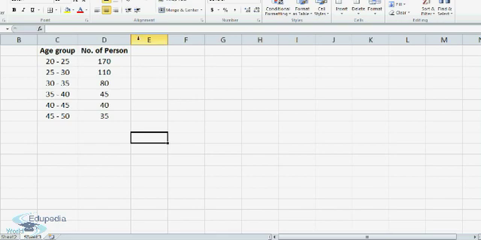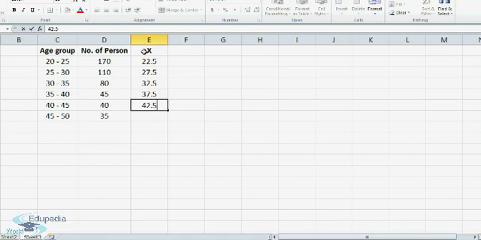Alright, so now let's do it together. First we need to find the values of x, which is nothing but the mid value of these age groups given here. So the mid value of 20 and 25 is 22.5, the next is 27.5, 32.5, 37.5, 42.5 and finally 47.5. So these are my mid values, or the x.